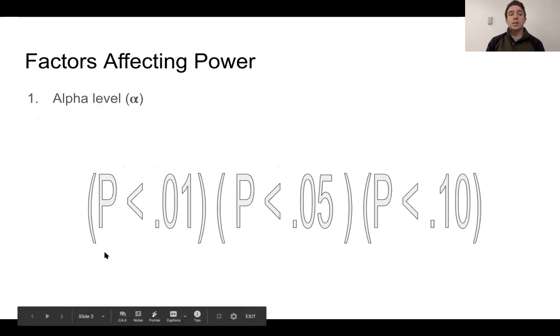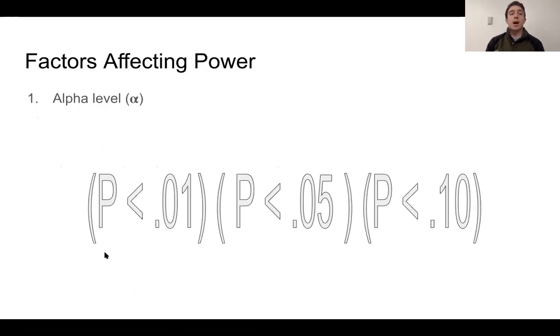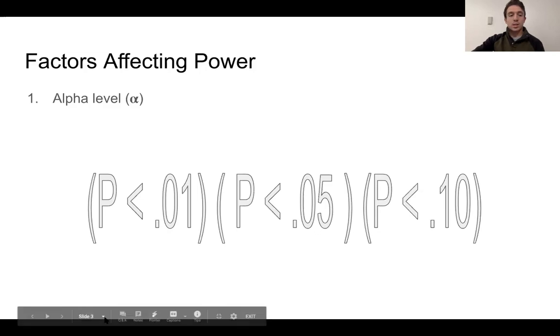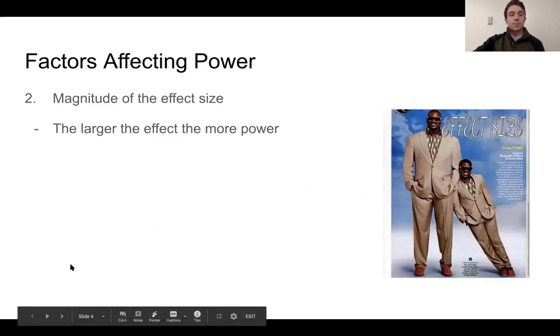So factors affecting power, first we have our alpha level. Depending on where we set our alpha level, we could vary our power. A study with an alpha level of 0.10 in this instance has the greatest power because it has the most likelihood that you will find the effect if it exists within the population, even if it means we're increasing our chance of a type 1 error.